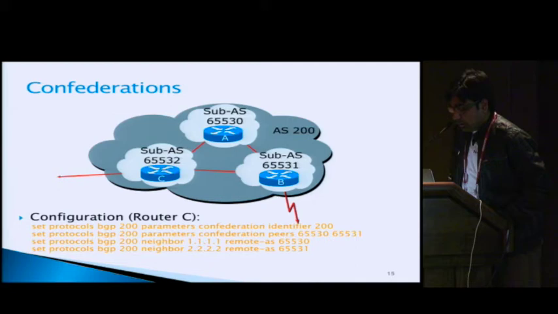This is one example where you see AS200, which is logically divided into 3 sub-ASs: 65530, 31, 32. This is just a sample configuration where you assign the identifier, which is your actual AS visible to the outside world, and you assign private ASNs as the sub-ASs inside your own AS.